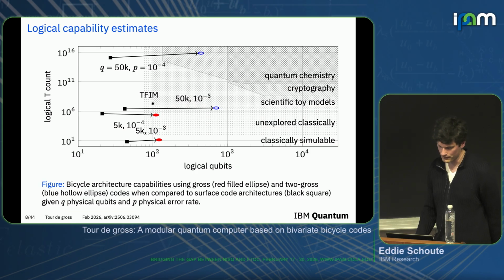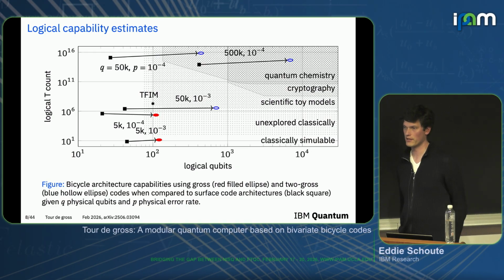And we can do the same exercise. We can decrease the noise rate. Now we experience a jump of almost 10 orders of magnitude in the T-count for one order of magnitude decrease in the physical noise rate. And then if we increase our number of physical qubits by 10x, we get about a 10x increase in the logical qubit count.